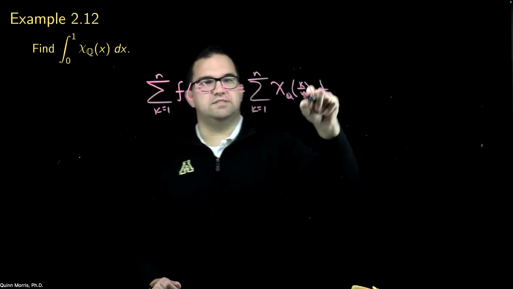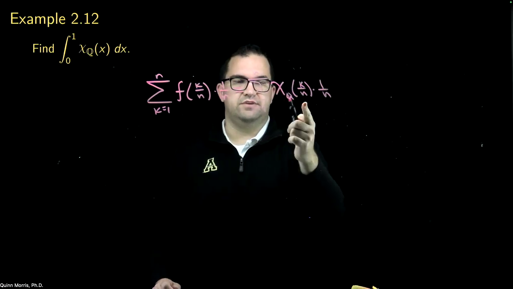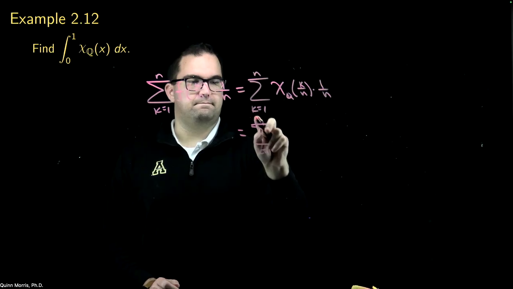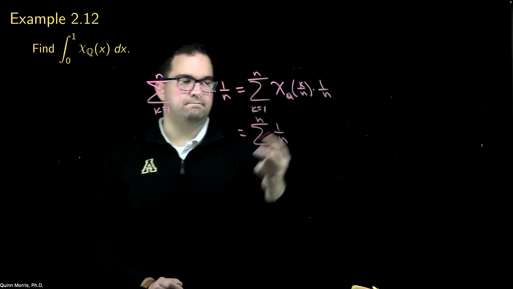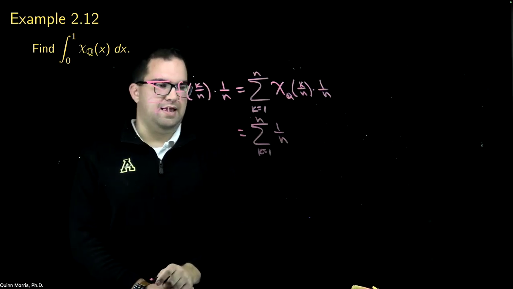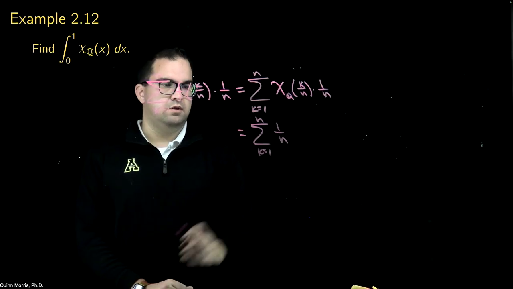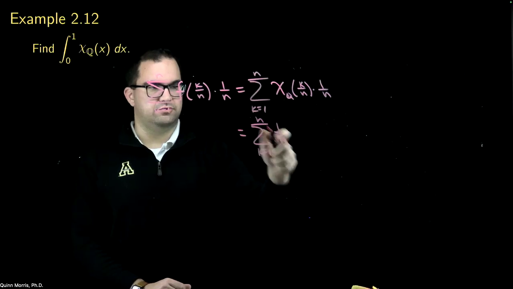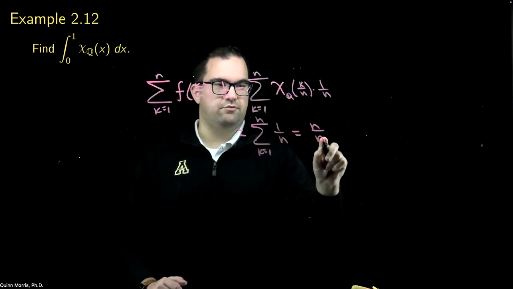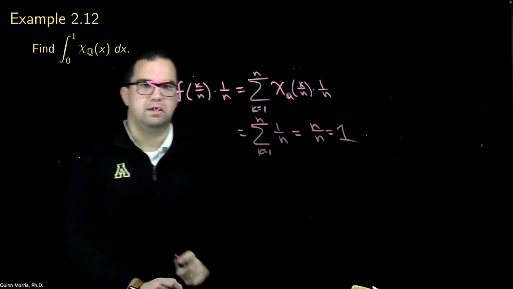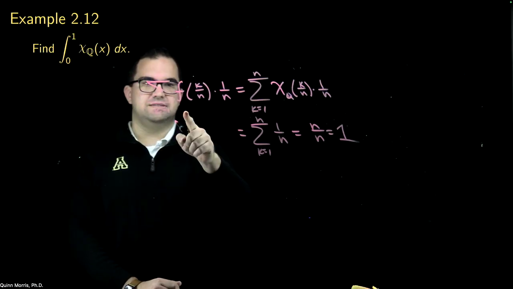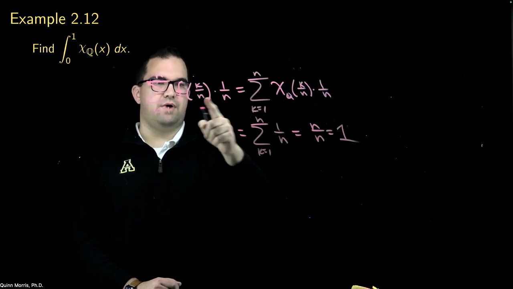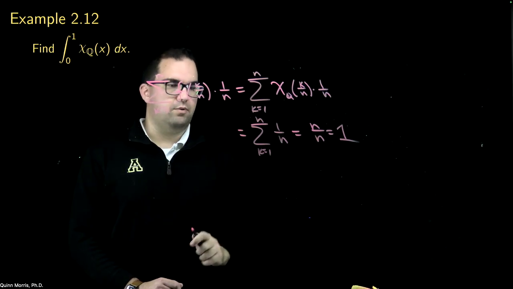But if I look at these, each of these is rational, right? So this function would just return 1. So I would just get a sum of n values of 1 over n. This would just be n over n, which is 1. And what this would say is that the Riemann sum is always 1. For this right-hand rule, the Riemann sum is always 1.